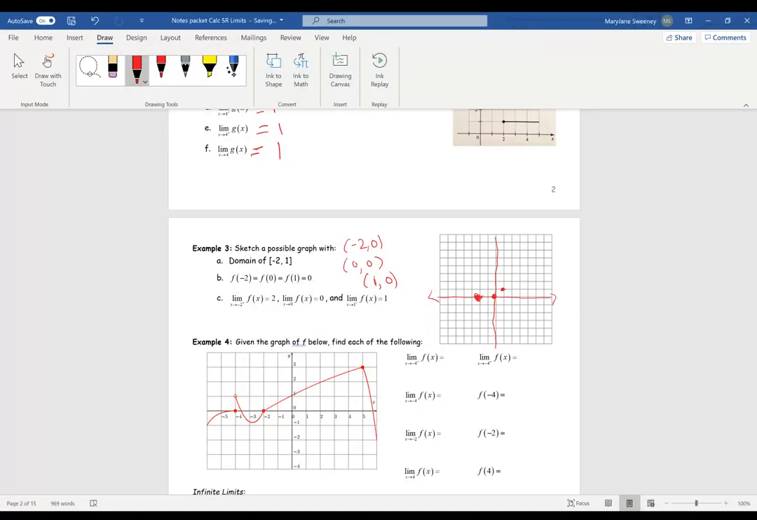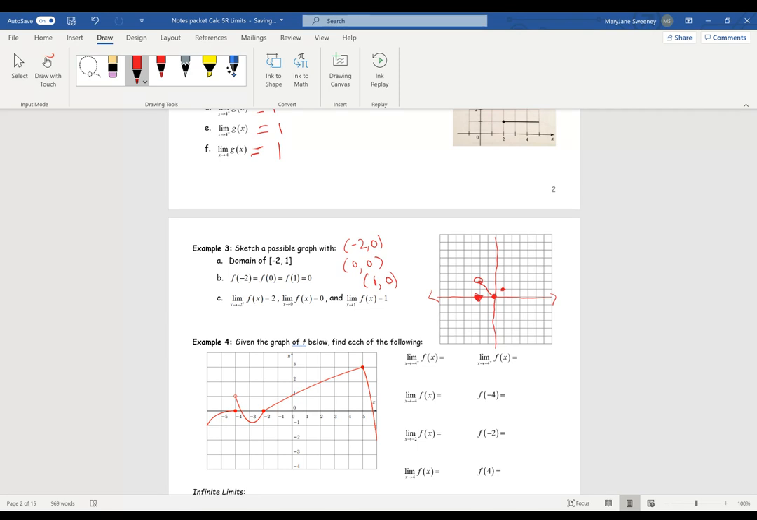The limit as we approach -2 from the right is 2. So that means this graph is going up towards 2. That's going to have an open circle. Otherwise, this would not be a function because it would not pass the vertical line test, because we have the closed circle at (-2, 0).